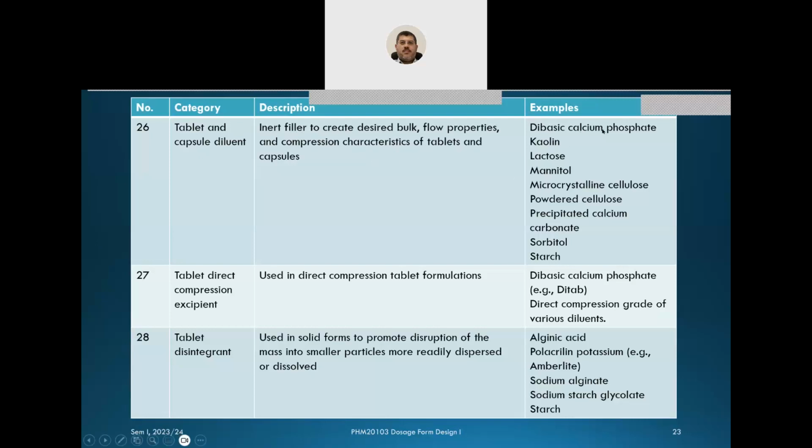You can use some natural materials like dibasic calcium phosphate, which is of mineral origin. Organic materials like lactose, mannitol. Synthetic material like microcrystalline cellulose from cellulose. Natural materials like powdered cellulose, precipitated calcium, calcium carbonate of mineral origin, sorbitol, and starch. They can all be used as fillers. But then I have to add some important ingredients for the tablet making, to give it some characteristics.